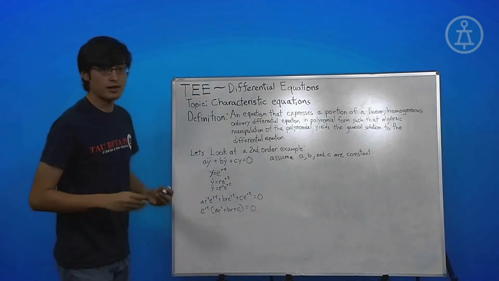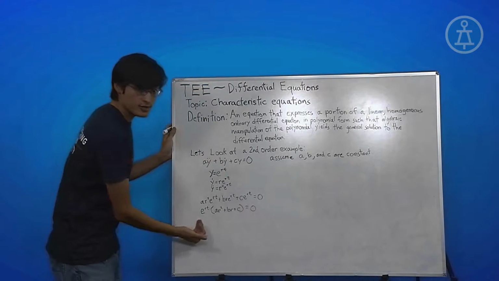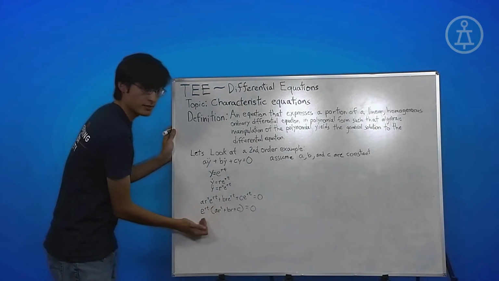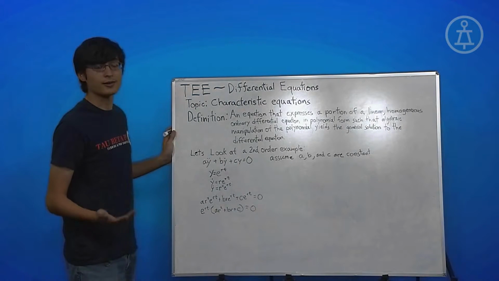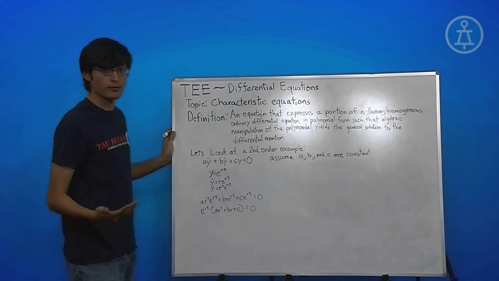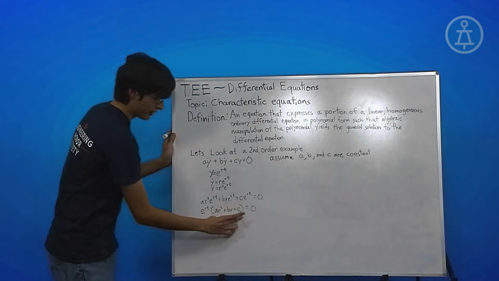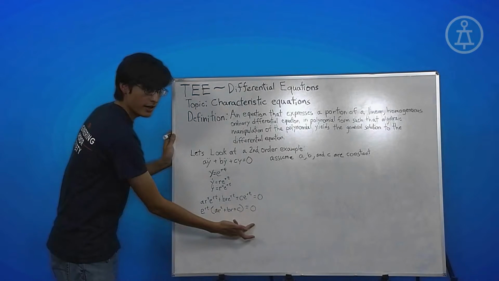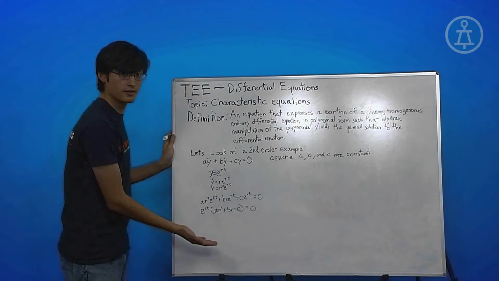So let's think about what this tells us. For this entire expression to be true, one of these two elements must be equal to 0. But we know that e to the rt can never be 0 for all values of t. So that tells us for this entire expression to be true, the expression contained within the parentheses must be equal to 0. And this magical expression is our characteristic equation.